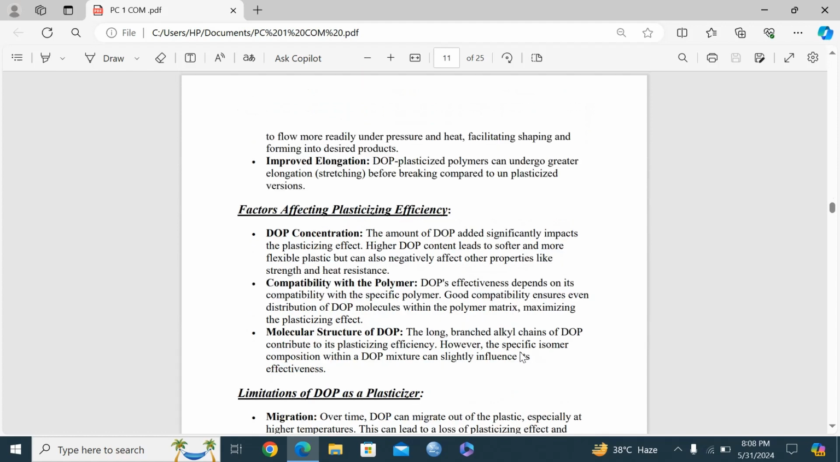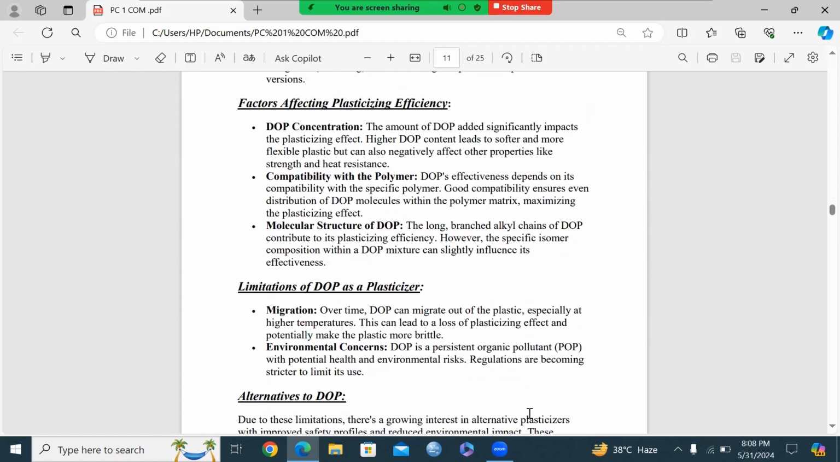product. Improved elongation. DOP plasticized polymer can undergo greater elongation before breaking compared to an unplasticized variant. Factor: DOP concentration. The amount of DOP added significantly impacts the plasticizing effect, but can also negatively affect other properties like strength and heat resistance. Molecular structure of DOP. The long branched chain alkyl of DOP contributes to its plasticizing efficiency. However, the specific isomer composition within a DOP mixture can slightly influence it.